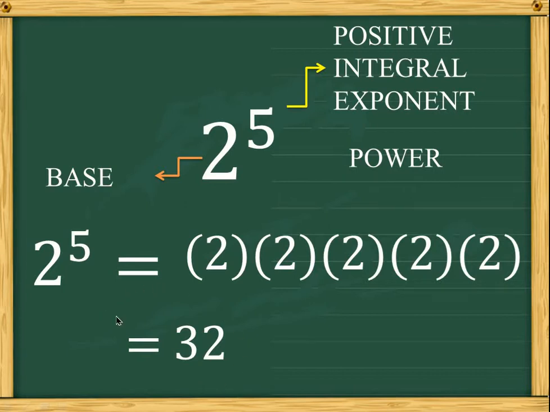Going back, let's recall, si exponent si 5, si 2 ay base. So, si exponent, sinasabi niya kay base kung ilang beses niyang i-multiply yung sarili niya. Since the exponent here is 5, si base 2, 5 beses niyang i-multiply sa sarili niya. Kaya na-expand natin si 2 raised to the 5th power as 2 times 2 times 2 times 2 times 2. At kapag kinuha natin yung product nito, we will come up with 32. At si 32 ang tinatawag nating simplified form.